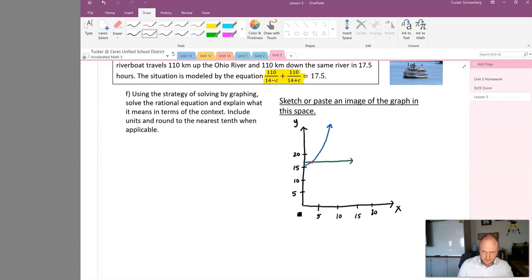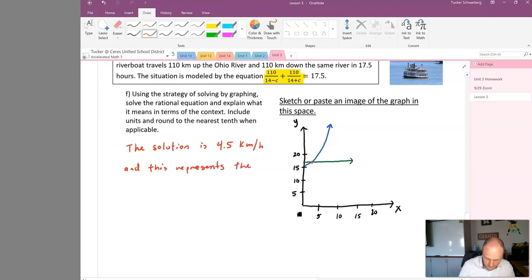Okay, so we can say the solution is 4.5, and again, our units, kilometers per hour, and this represents the river's current or speed. It's the speed of the river.